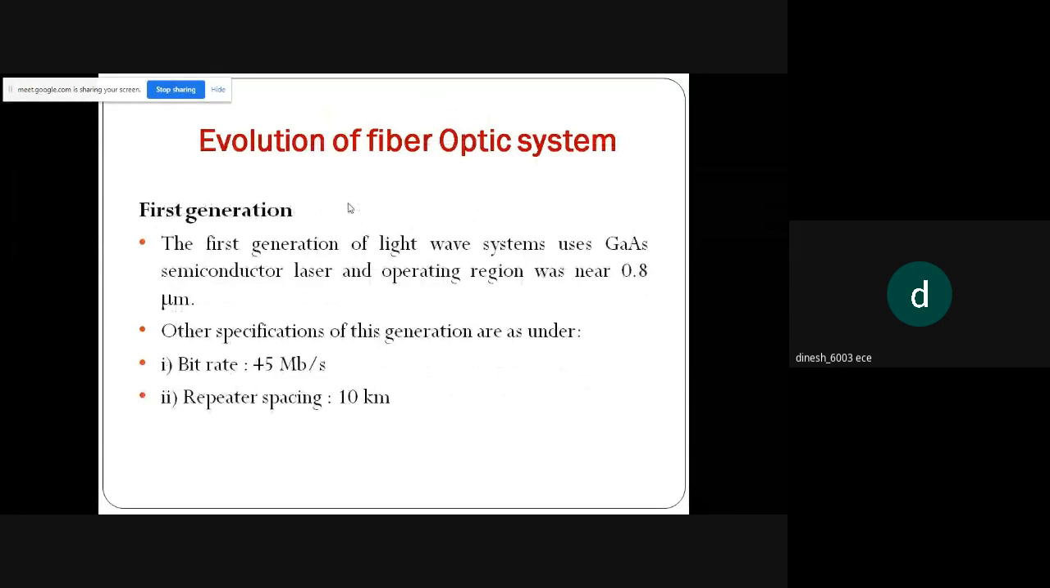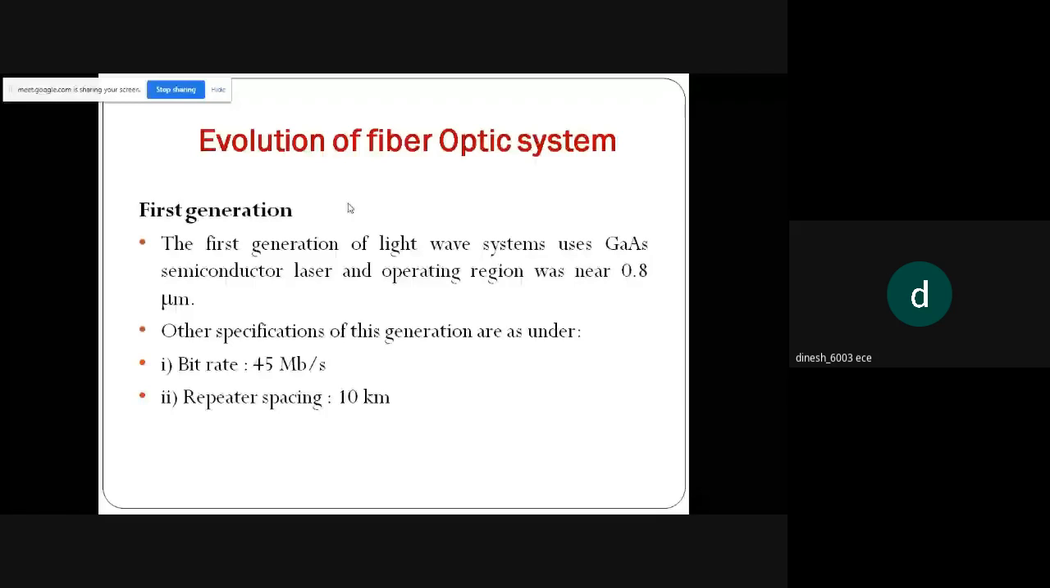So what is the evolution of this? Evolution means the history of the optical fiber system, how it came into existence, which has been divided into three generations. Okay, the fiber optic system. The first generation used GaAs, which is gallium arsenide semiconductor lasers.